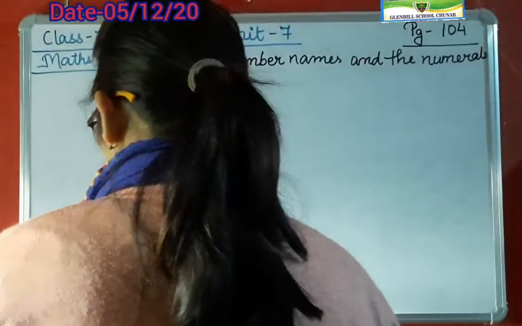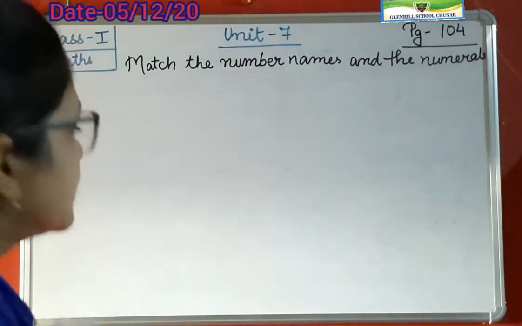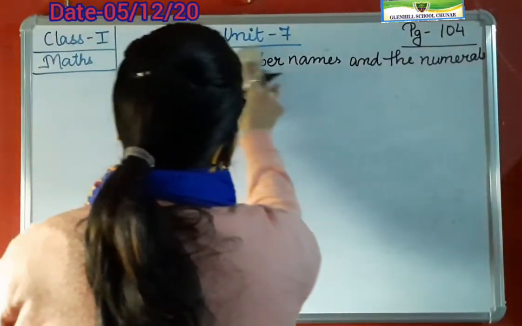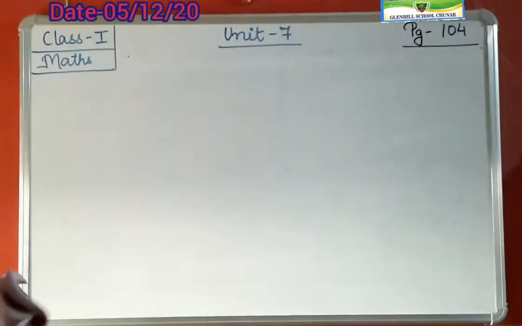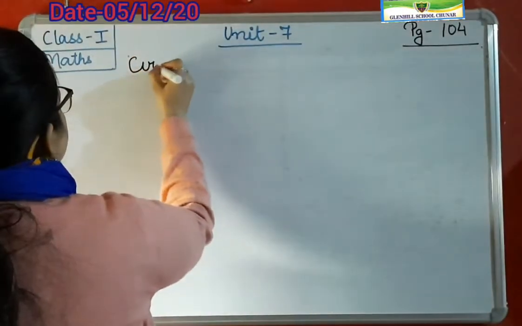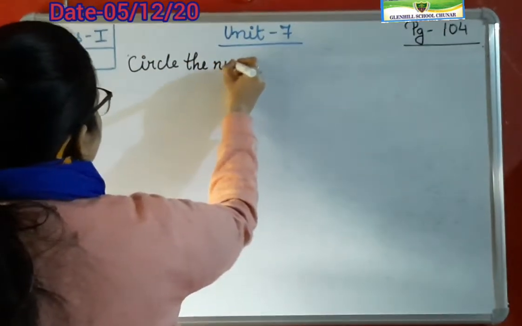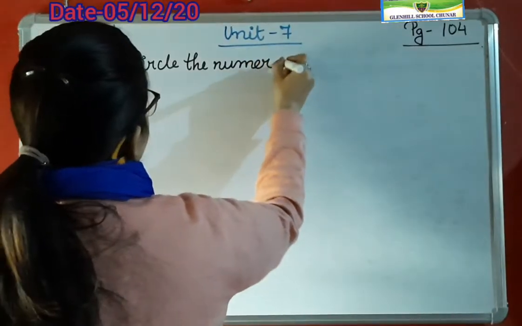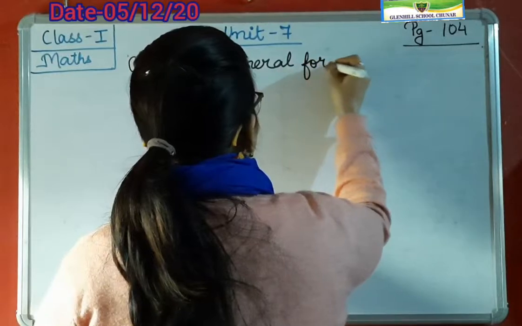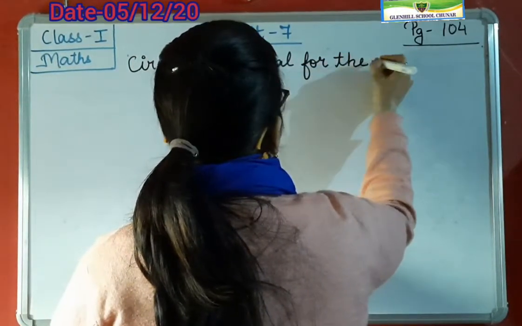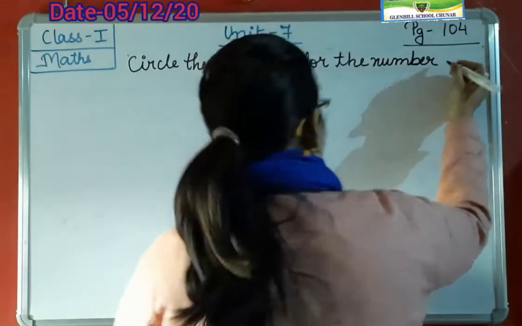See, circle the numeral for the number name. Next question is: circle the numeral for the number name.